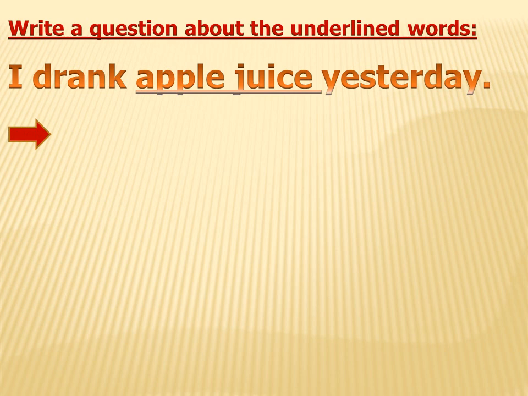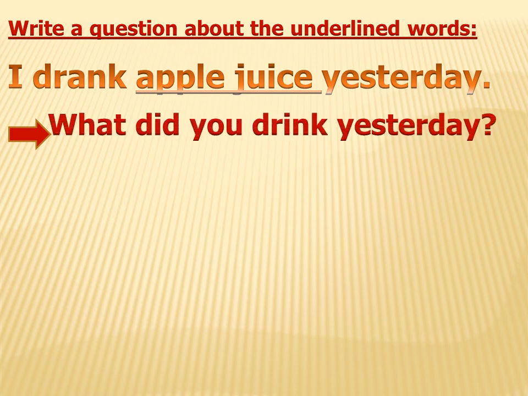After the question word, the auxiliary verb. The sentence here is in the past simple, so the auxiliary verb should be did. Then I put the subject, which is you. And then the main verb. What should I do to the main verb? I should cross the ed from the verb, as did doesn't like it. And finally, write the rest of the sentence and put a question mark.